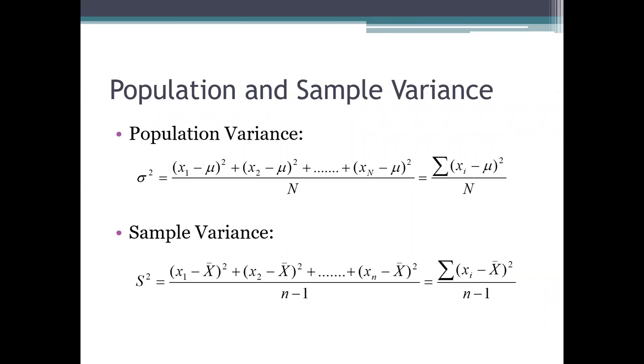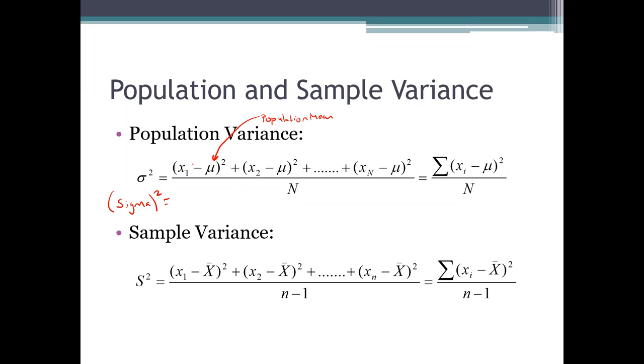Here are the formulas for the population variance and sample variance. The population variance is denoted by this Greek letter here. Does anybody remember what this Greek letter is? It starts with an S. This is the Greek letter sigma, and this would be read as sigma squared. Here's how you find the population variance. You take the first value in the data set, whatever the first observation is, and you subtract away mu. Does anybody remember what mu was again? The population mean, yeah.